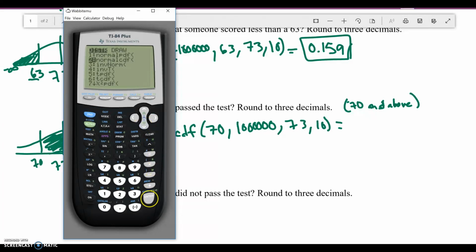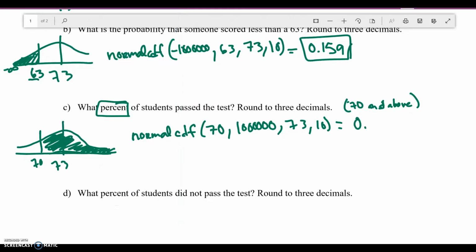So I'm going to press second vars and go down to Normalcdf. My lower bound is going to be 70. My upper bound is going to be a large number. And then everything stays the same. And what I'm going to get is 0.68.